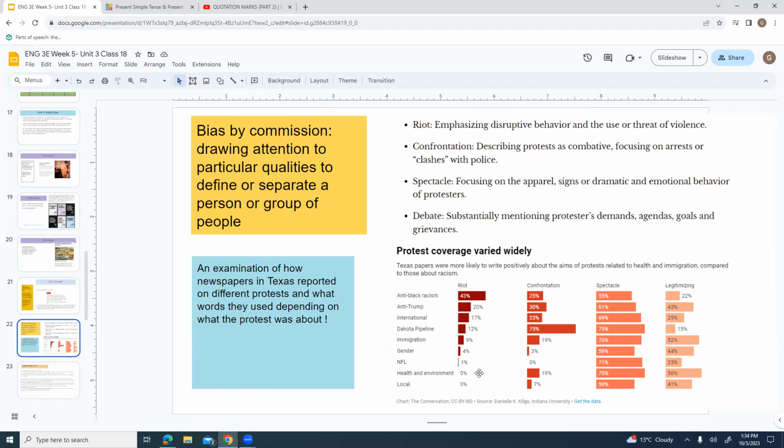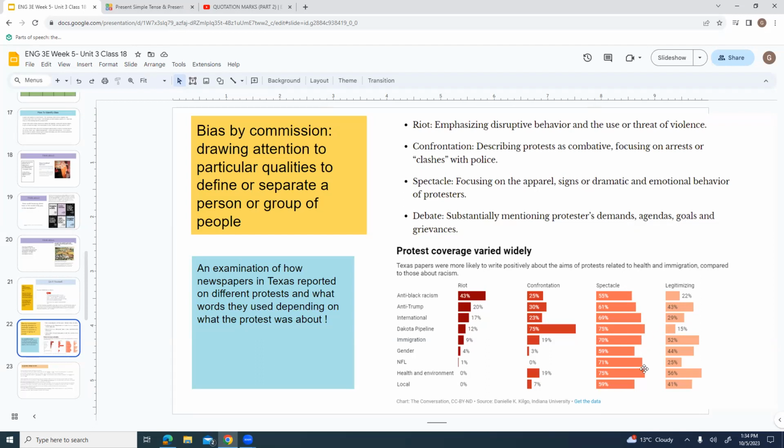Health and environment. Riot was mentioned 0% of the time. Confrontation, 19%. Spectacle, 75% of the time. And then legitimizing 56% of the time. Okay. And then local news, riot was mentioned 0%. Confrontation, 7%. Spectacle, 59%. And 41% for legitimizing.